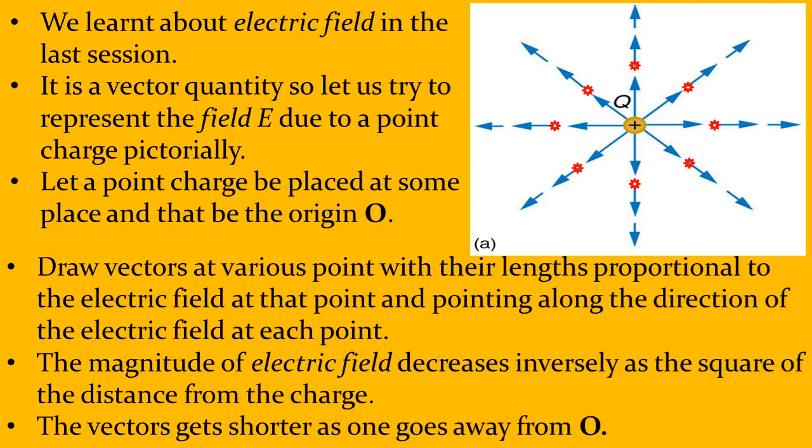Now the vectors get shorter and shorter as we go away from the charge. Let us say I want to depict the electrical field here. The electrical field magnitude is depicted by the length of the arrow and the direction by the arrow again. Now you will see the magnitude depicted by the arrow here is lesser than the magnitude depicted by the arrow here, which is lesser than the magnitude depicted by the arrow here. So as I am going away, the strength of the electric field is decreasing.